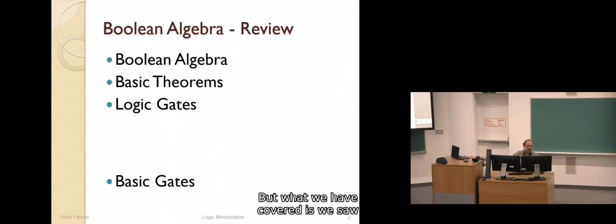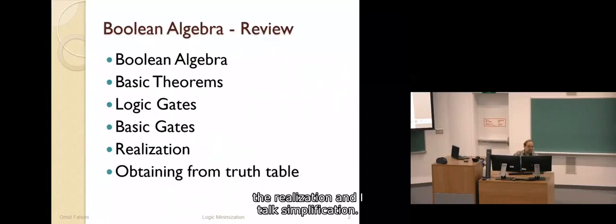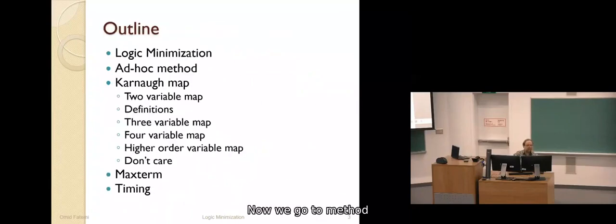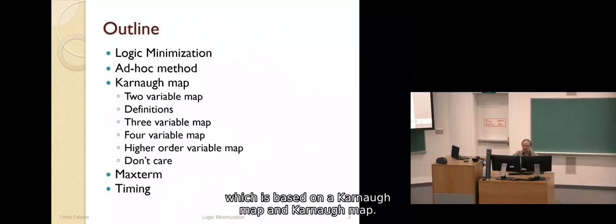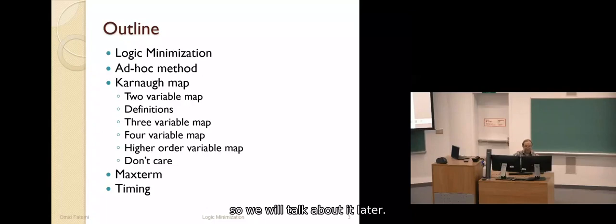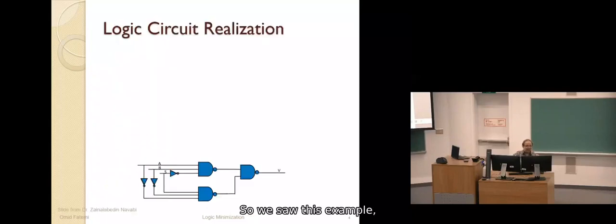So what we have covered is the realization and ad hoc simplification. Now we go to a method which is based on a Karnaugh map, and then we talk a little about timing at the end of the lecture. Maybe Fadi was referring to the timing for distortion, so we will talk about it later.